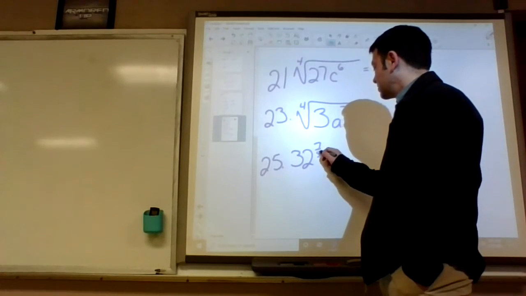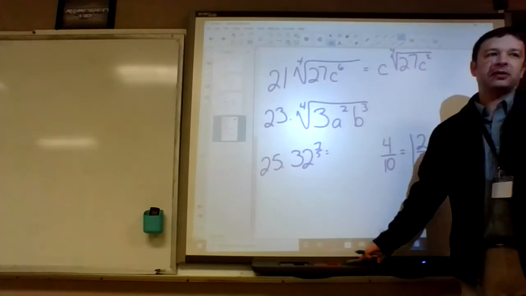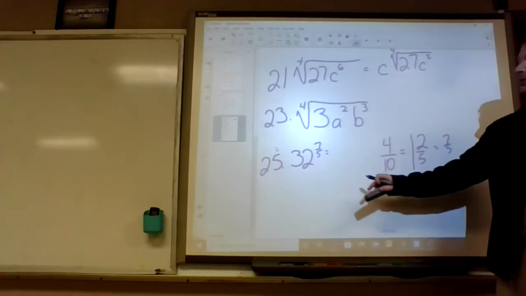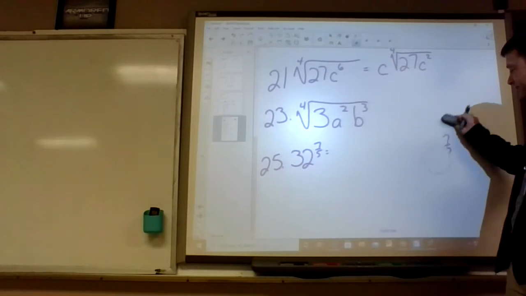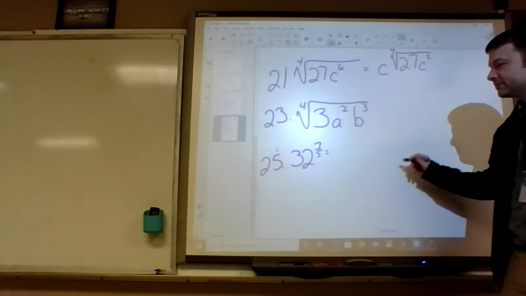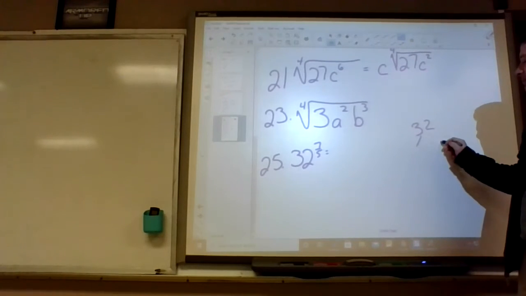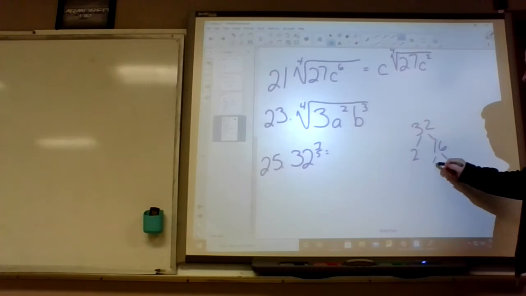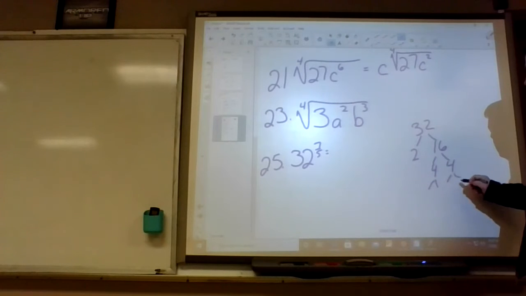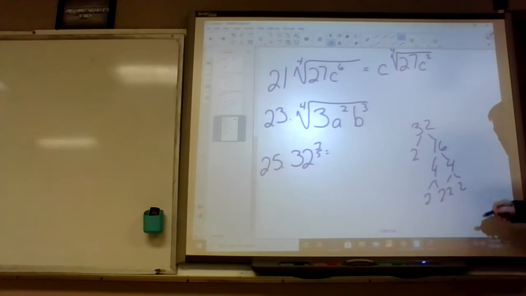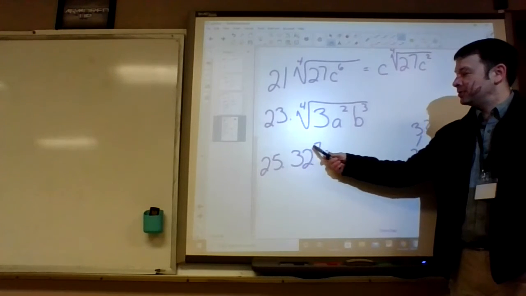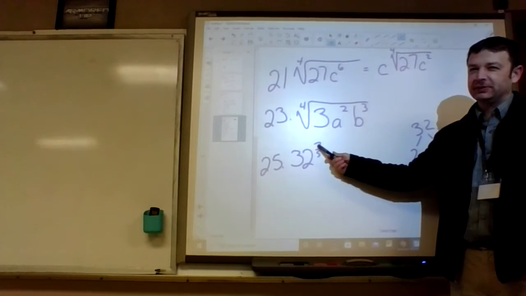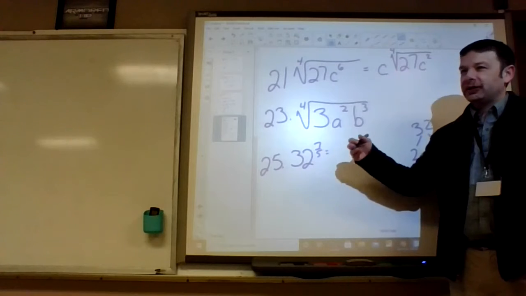Can I use my calculator? Nope, it said don't use a calculator. Dang it. Okay, guess what the 5th root of 32 is? I don't know. Probably 2. So the 5th root of 32 is 2. Then 2 to the 7th.